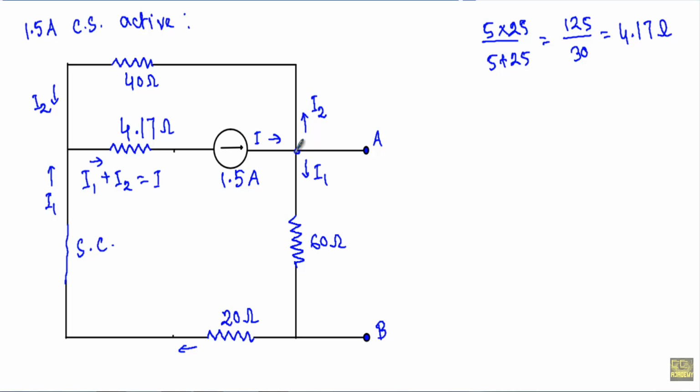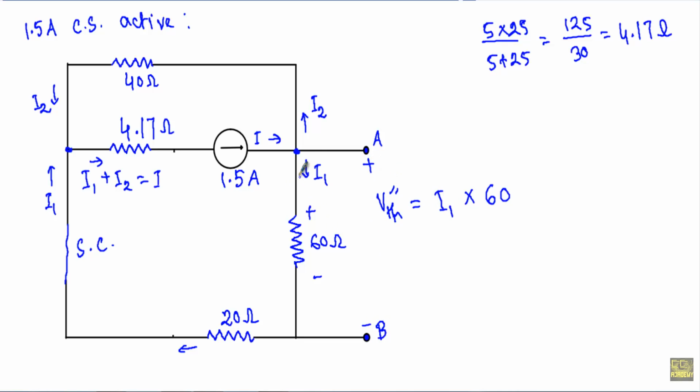Now I have to calculate the current that is flowing through this branch. To calculate our VTH double prime, how do we calculate VTH double prime? I will take the current that is flowing through this 60 ohm resistor, and that will be our I1 into the value of that resistor. See, this terminal will be positive and this terminal will be negative. Therefore this terminal and this terminal will get the same polarity.